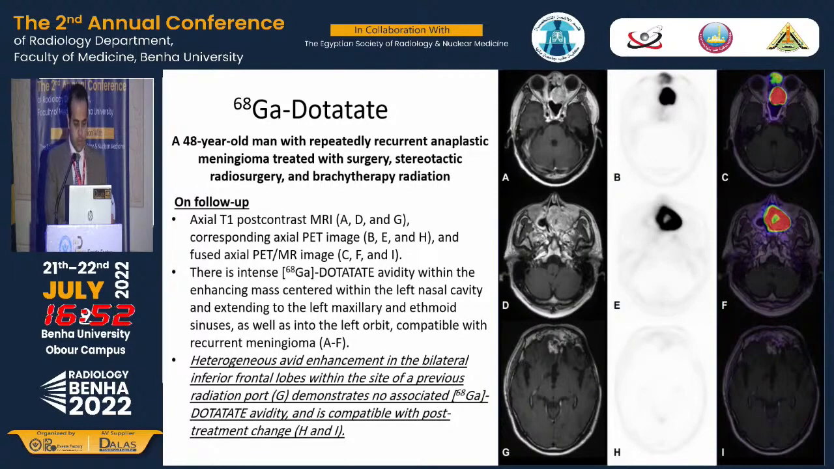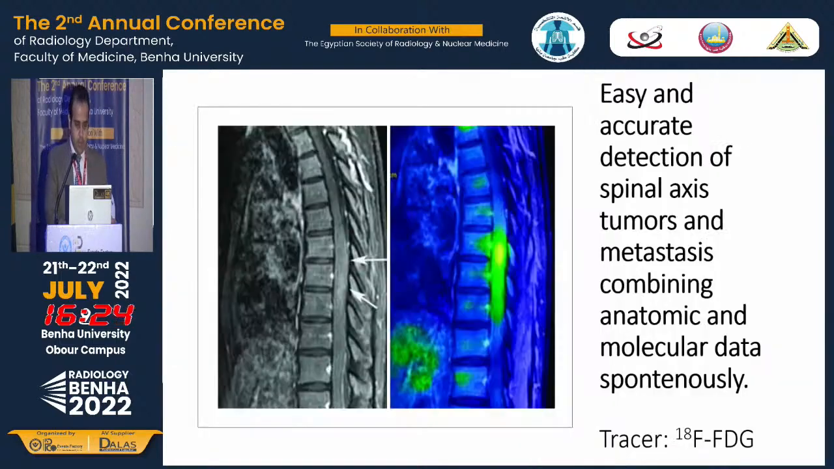And another case using gallium dotatate in a case of a recurrent anaplastic meningioma treated with surgery, stereotactic radiosurgery, and brachytherapy radiation. As we can see here, an enhancing component with corresponding avid gallium dotatate uptake at the first two rows. At the third row, we see a heterogeneously enhancing lesion with no corresponding gallium dotatate uptake, which represents post-treatment changes. The last case in brain tumors and central nervous system tumors is easy and accurate detection of spinal axis tumors, like this case, which was an astrocytoma with delineation of its active component.